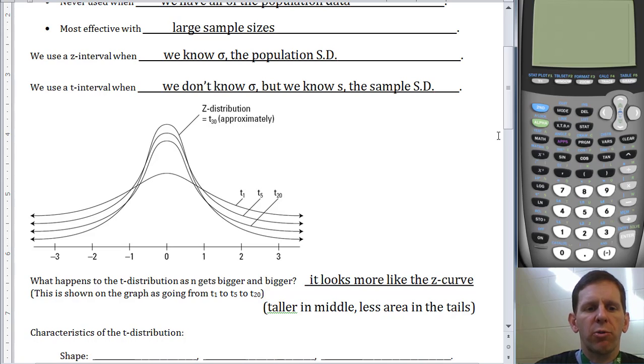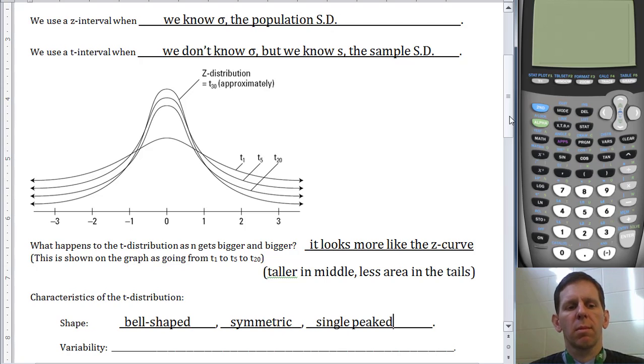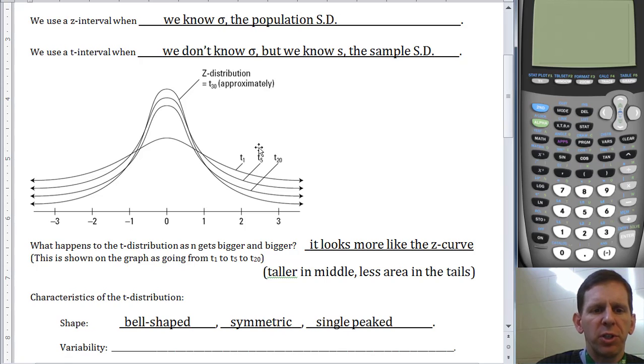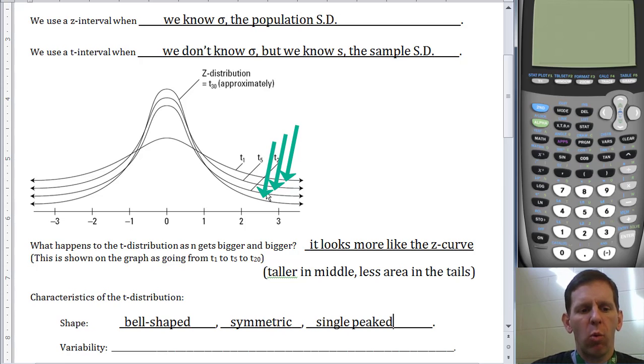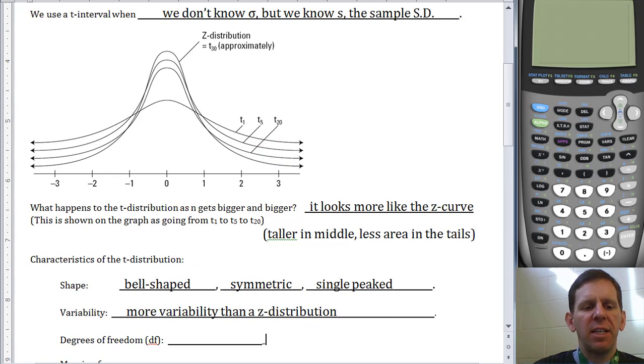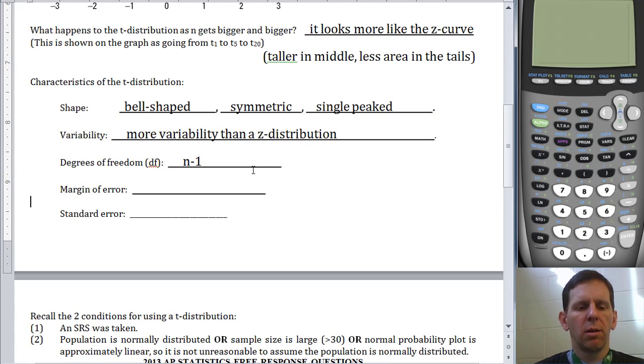When we start talking about characteristics of the t-distribution, we're talking about any of these curves that you see here, and they all look pretty similar to the standard normal curve. So that means as far as the shape goes, the shape is bell-shaped, symmetric, single-peaked. Another word for variability is spread. You'll notice that the t-distributions seem to be more spread out than the z-distribution. That means it seems like the graph goes out wider. So for variability, a t-distribution has more variability than a z-distribution. Degrees of freedom are still found by taking n minus 1.